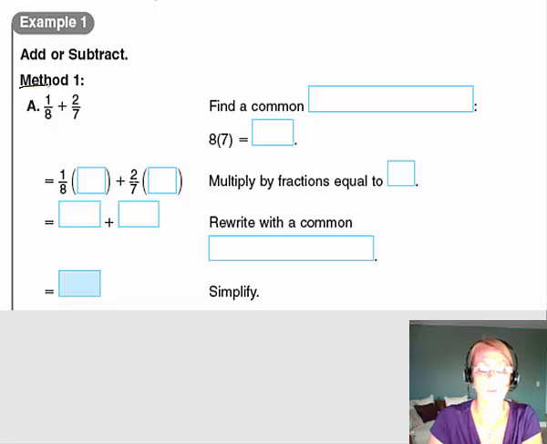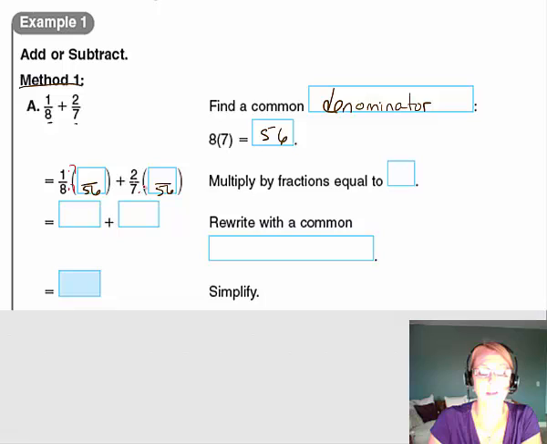So remember, method 1 is to find a common denominator by multiplying the two denominators together. So we're going to multiply 8 times 7. 8 times 7 is 56. So we're trying to get a denominator with a 56 in both cases. Now, to make that happen, we need to multiply this one by 7 and this by 7, because 8 times 7 is 56.